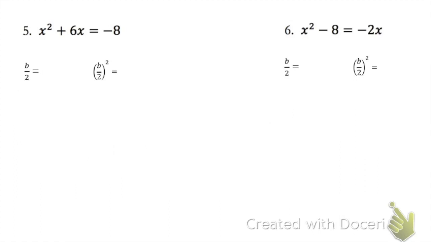Okay, problem number 6. Notice we have to rearrange this a little bit. I want to move my 8 over, so I'm going to add over 8. But I also want to move this 2x. I'm going to add over 2x to the other side also. So I get x squared plus 2x equals 8. I want you to now pause your video and try this whole problem on your own, and then restart it to see my answer.